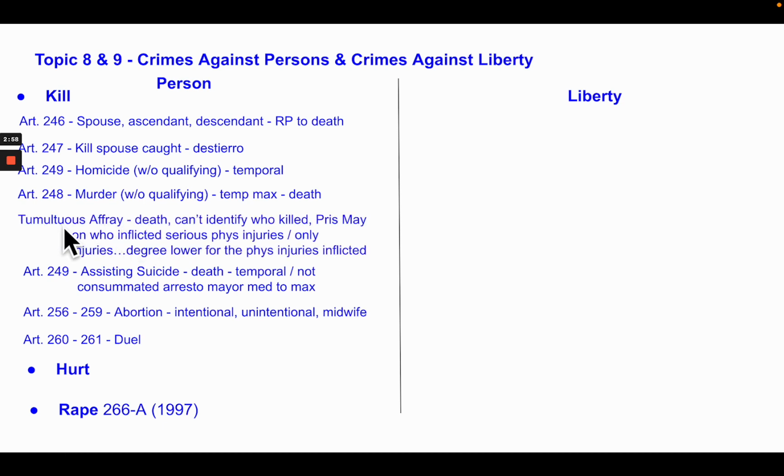And there's a provision on tumultuous affray, where if somebody dies and we cannot identify who killed, the penalty is prision mayor on those who inflicted serious physical injuries. And if there was a rumble or tumultuous affray and only injuries were inflicted, the penalty one degree lower than that for the physical injuries inflicted will be imposed on the person who caused that injury.